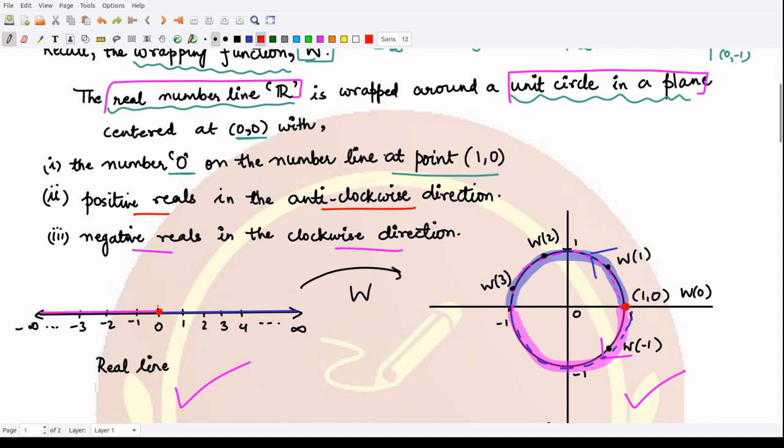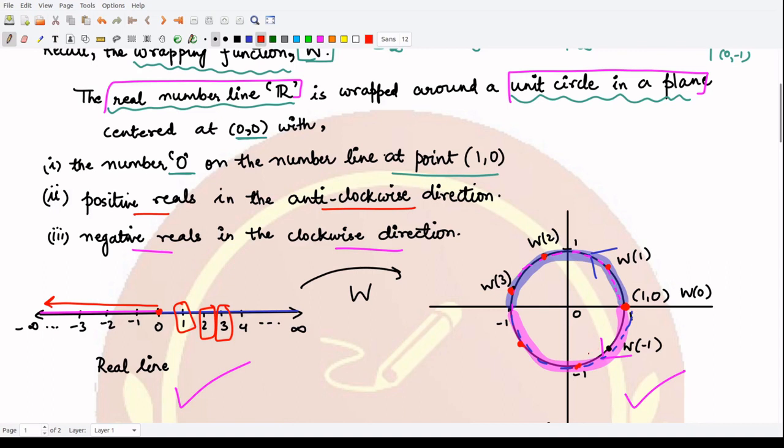Similarly, for the negative reals, starting from the point (1, 0), now you move in the clockwise direction. So from here you start and keep on going like this until you reach some satisfactory point where you wanted your value, correct? So here you see this 1 is mapped to this point, right? This 2 here is mapped to this point, W of 2. The point 3 is mapped to W of 3. The next value would be somewhere here, the next would be somewhere here, and so on. We keep on doing like this.